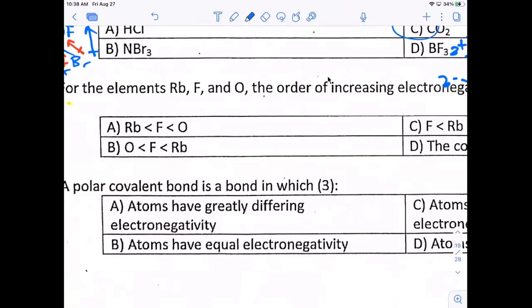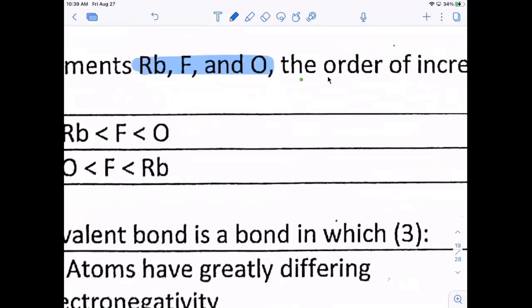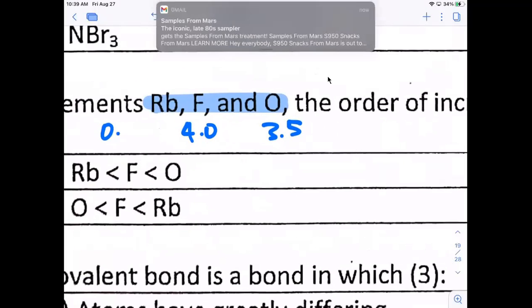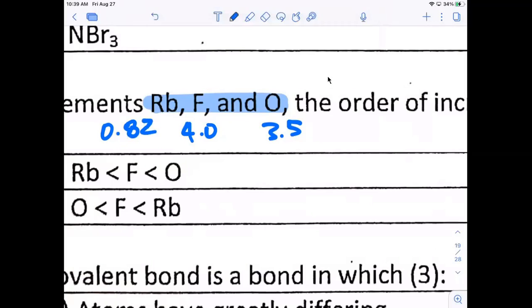Let's look up the electronegativity values for rubidium, fluorine, oxygen. We know fluorine is 4.0. That's the most electronegative atom on the periodic table. And then we know oxygen is 3.5. So we just need somebody to look up rubidium. 0.82. Highly, highly, highly not electronegative.